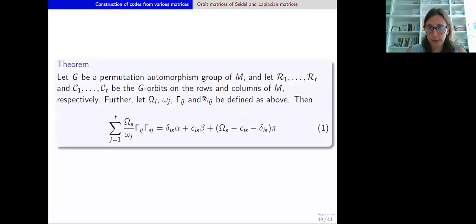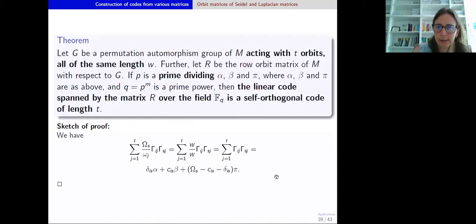And omegas are the lengths of the orbits. Okay, but I need this result, which will be crucial in the main theorem. But here I gave you just to show that this formula is equal to this statement. What does it mean? You have the Kronecker symbol multiplied with alpha. You have this element times beta, and you have this times p. So alpha, don't forget that alpha, beta, and p are actually the constants in our matrices.